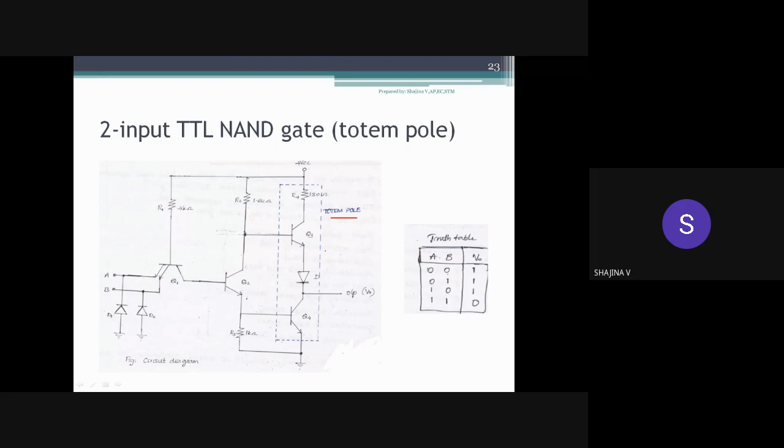Okay, so that is ensured by this diode D. So this is the circuit arrangement for the 2-input TTL NAND gate in totem pole configuration.